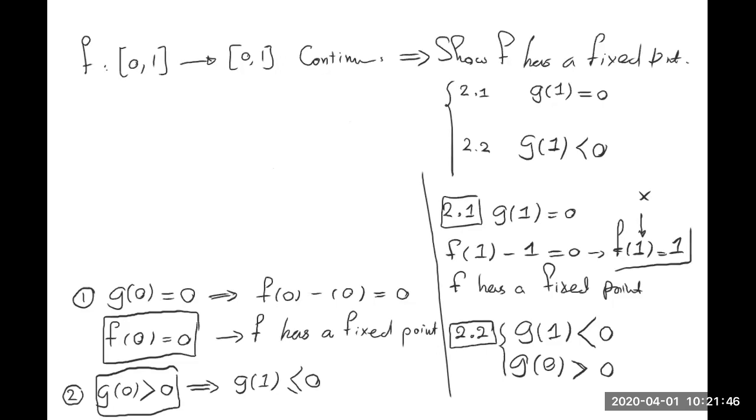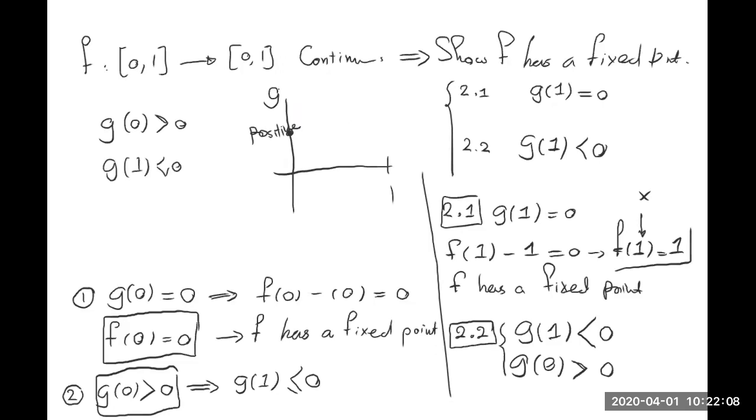Now we have a continuous function g. This is the graph of g. At 0, the function is positive, and g of 1 is negative. So g of 1 is going to be something negative. And this is the graph of g.